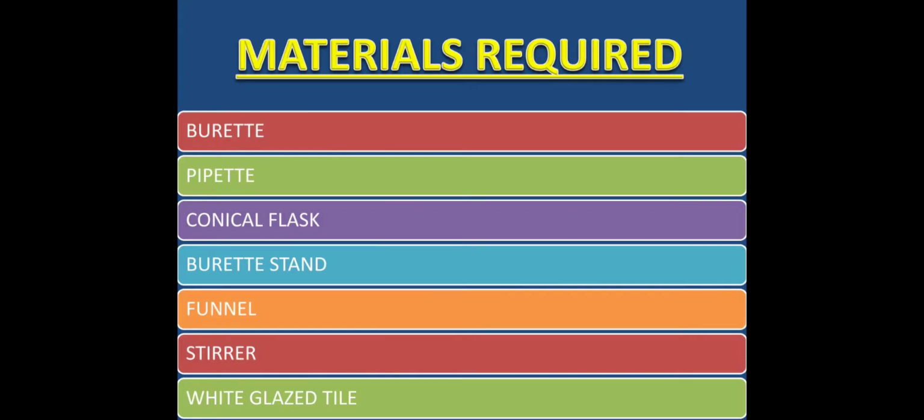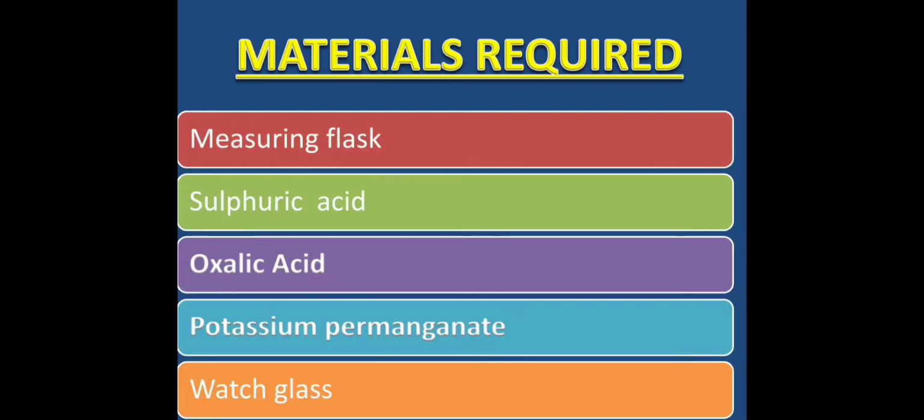The following materials are required: burette, pipette, conical flask, burette stand, funnel, stirrer, white glazed tile, measuring flask, sulfuric acid, oxalic acid, potassium permanganate and watch glass.